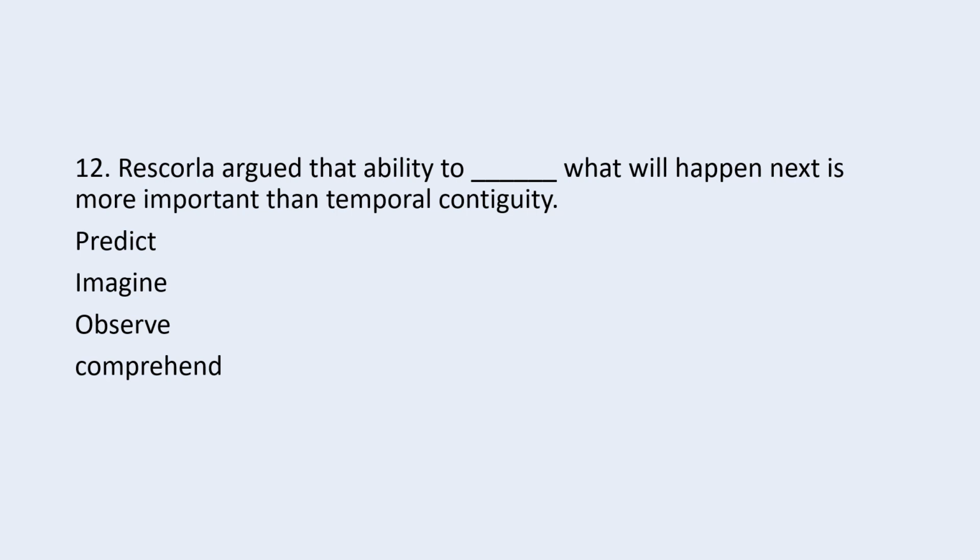12. Rescorla argued that the ability to dash what will happen next is more important than temporal contiguity. According to Rescorla, the ability to predict what will happen next is more important than temporal contiguity. Rescorla is a researcher and behaviorist who worked on conditioning and expanded the work of Pavlov, and he focused on understanding the process of conditioning. He said that prediction is very important, and he assessed whether animals can predict upcoming activity during an experiment or not.